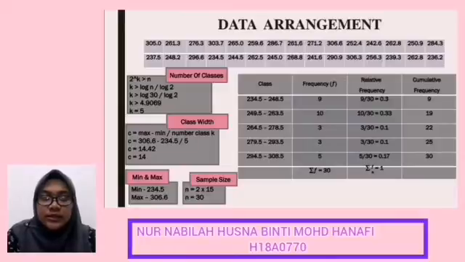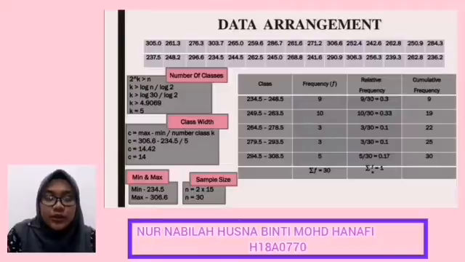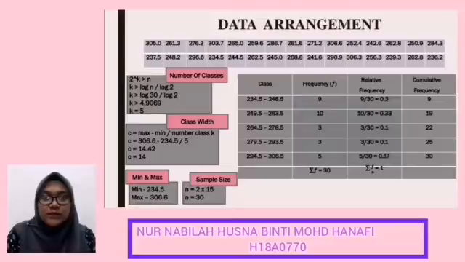The last step is cumulative frequency. To calculate the cumulative frequency, the frequency of the first class needs to be added with the frequency of the next class. For example, the first class is 9, and 9 plus 10 equals 19. 19 plus 3 equals 22. 22 plus 3 equals 25. 25 plus 5 equals 30.